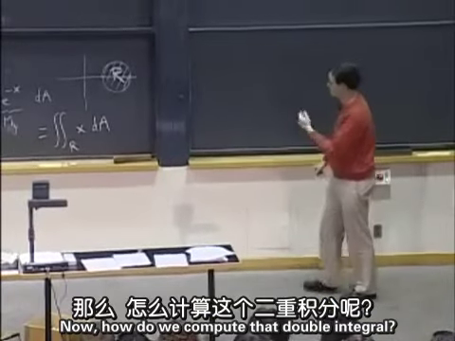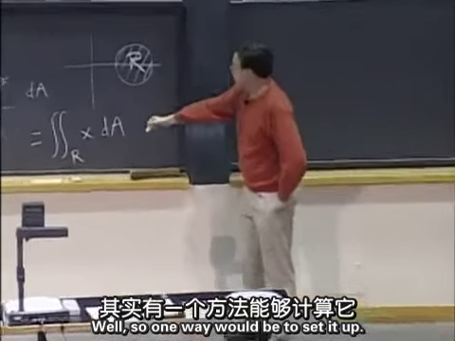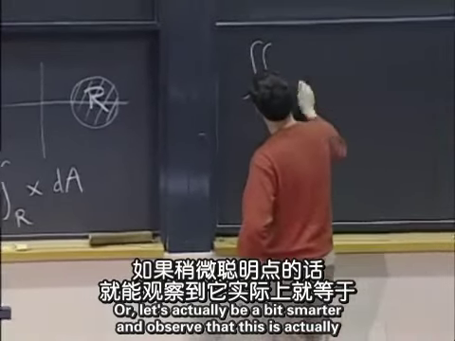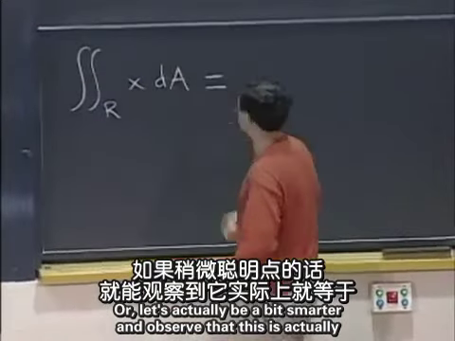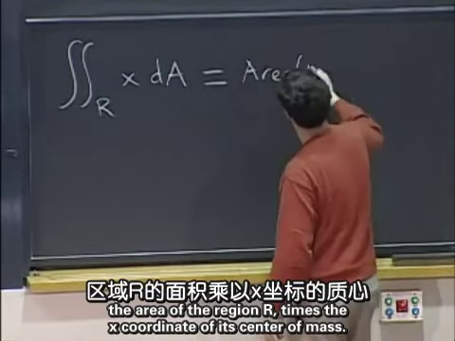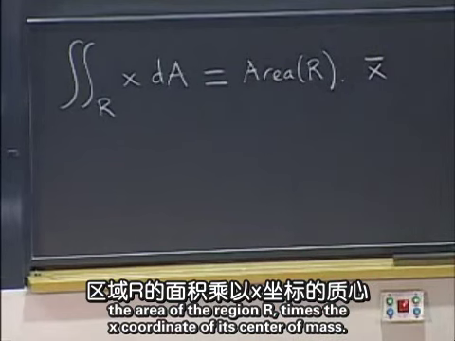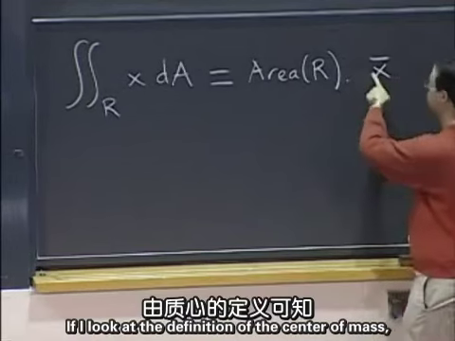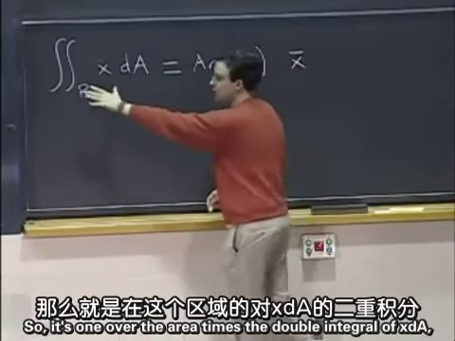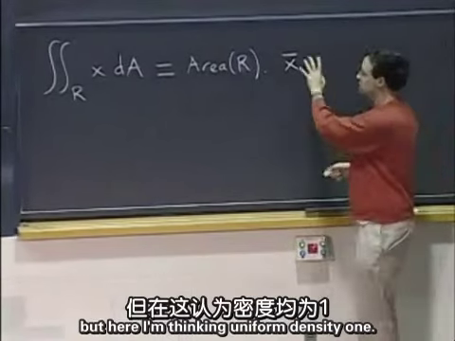Now, how do we compute that double integral? Well, one way would be to set it up, or let's actually be a bit smarter and observe that this is actually the area of the region R times the x-coordinate of its center of mass, right? If I look at the definition of the center of mass, it's the average value of x, so it's 1 over the area times the double integral of x dA. Well, possibly with the density, but here I'm taking uniform density 1.